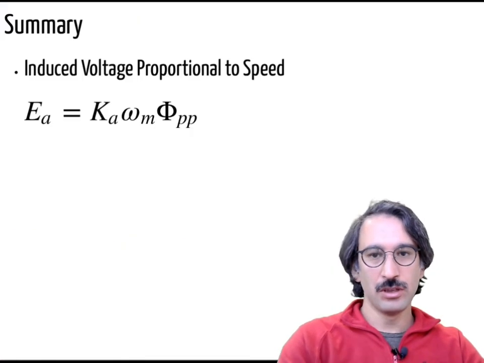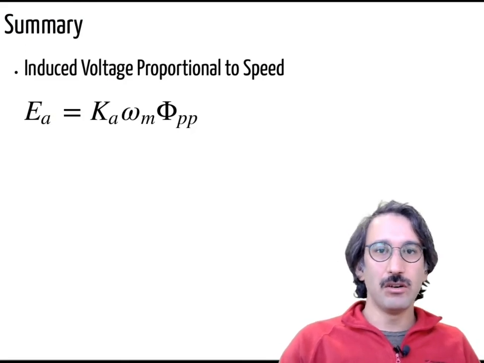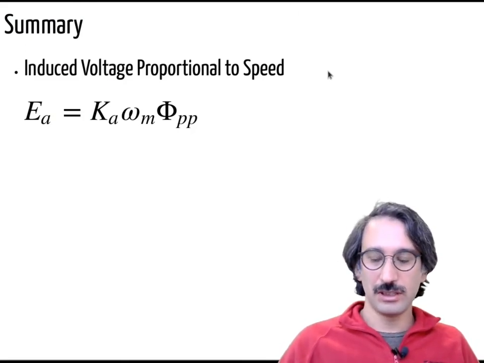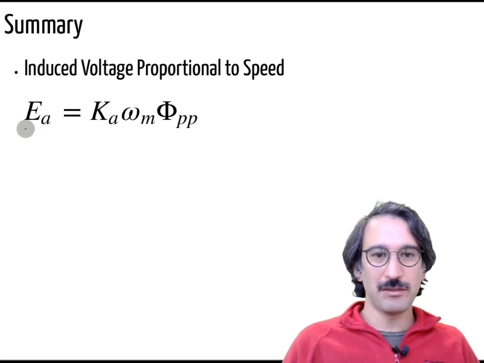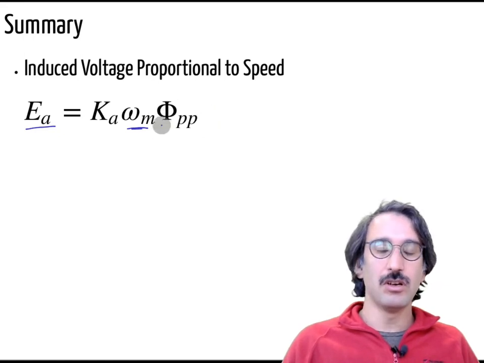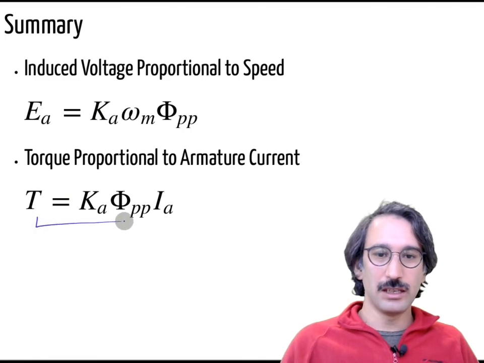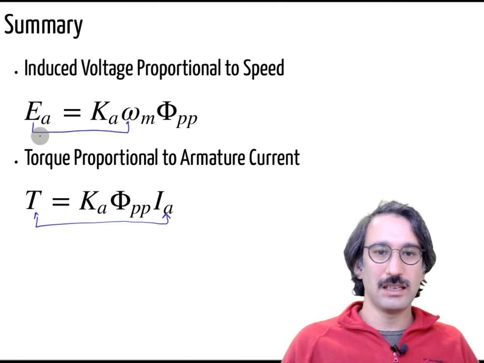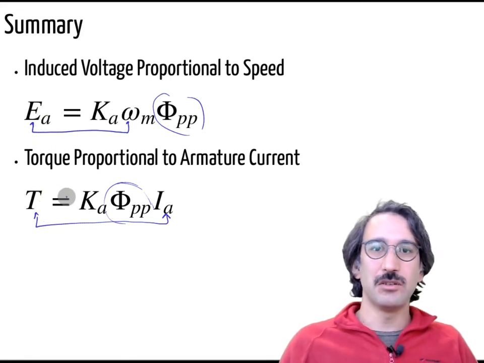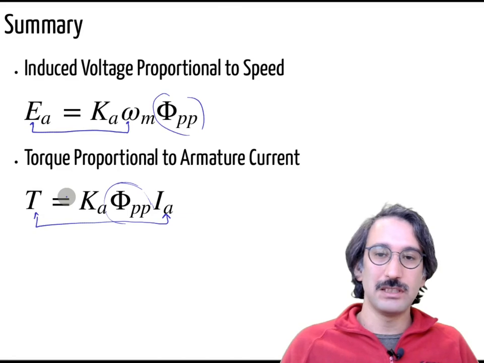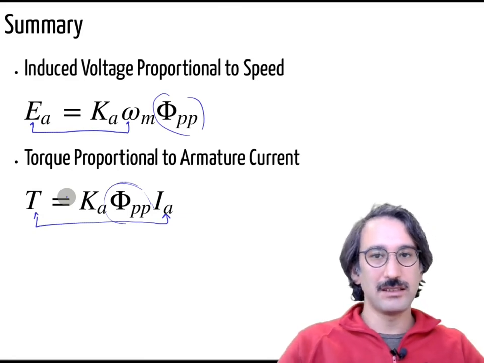Okay, so that was a quick summary of the electric machine. The first thing you need to remember is that back EMF is proportional to speed. Of course, you have control over the flux as well. Secondly, the torque is proportional to current. So again, you can control the flux to control E_A and torque, and that is one of the methods of control of DC motors, as we will see in the next video.